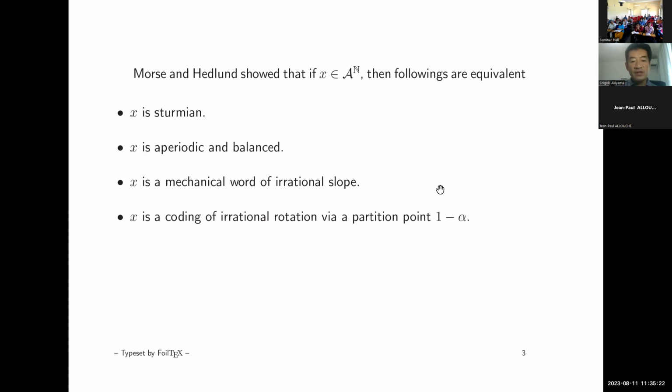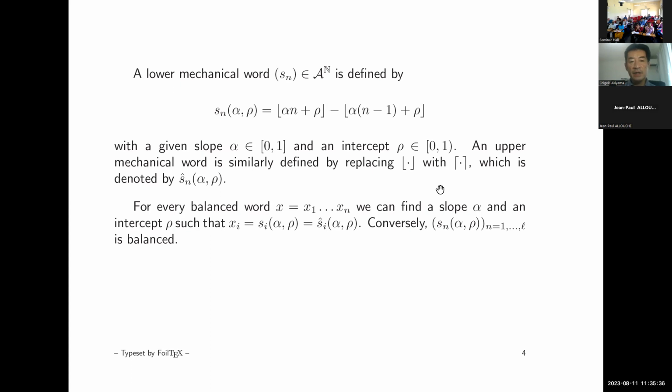So x is a coding of irrational rotations, by putting one point with the partition point 1 minus alpha. That's what I explained to you yesterday. And so these are the definitions of a mechanical word. Just a review: alpha is called the slope, and rho is called the intercept, and the word produced by this formula is a Sturmian word.